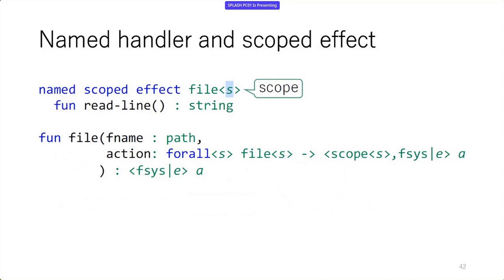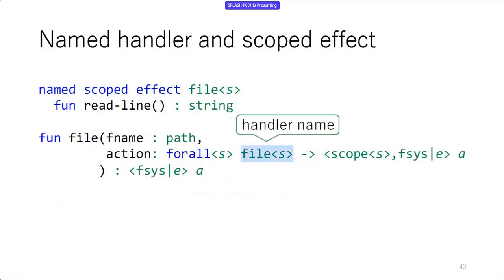And here we define the file effect as a scoped effect by attaching a scope variable to the effect label. And this scope variable appears in the type of the file handler name. And in the type of the action, we universally quantify over this variable. And now we know that we will never access a file outside of its handler. That's one way of combining named handlers and scoped effects.